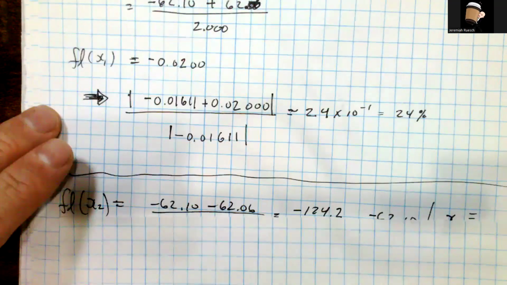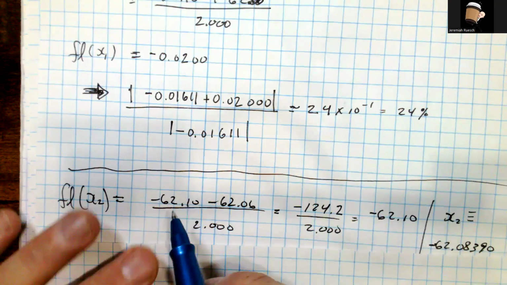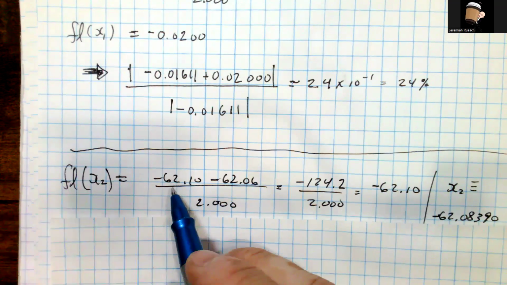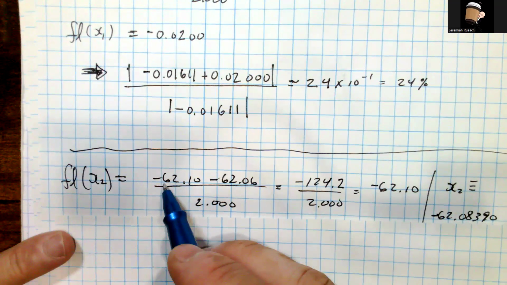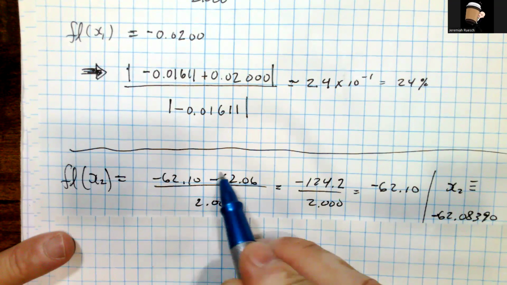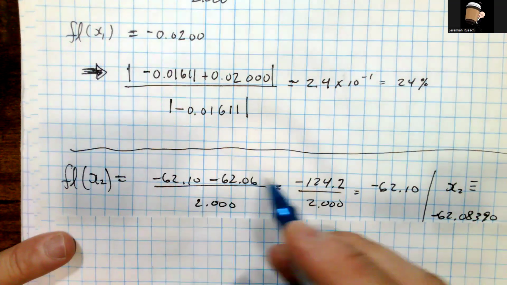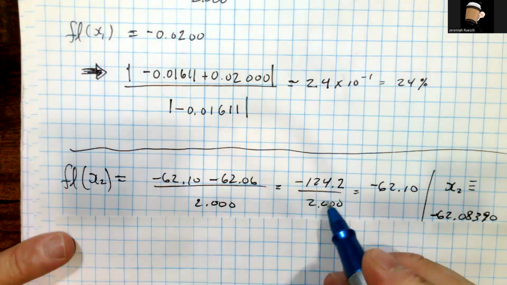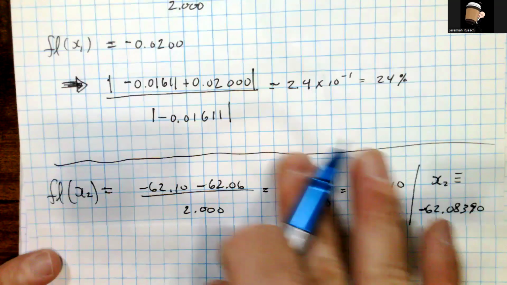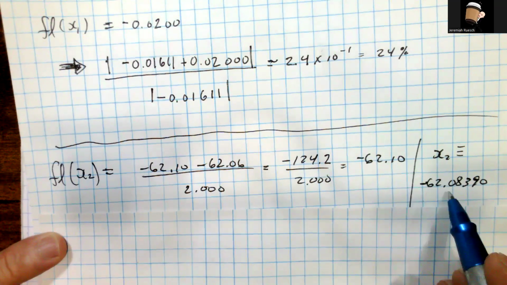Let's take a look real quick at the floating point values for the second root. Here, that solution is negative. This is for the second root, the floating point operation. Same rounding to 4 digits, negative 62.10 minus 62.06. But see here, we're adding two negatives, so it's not the difference like it was in the first root case. And so you get negative 124.2 over 2, which reduces to negative 62.10. The actual value of the second root is negative 62.08390. So you can see that they're really close together.